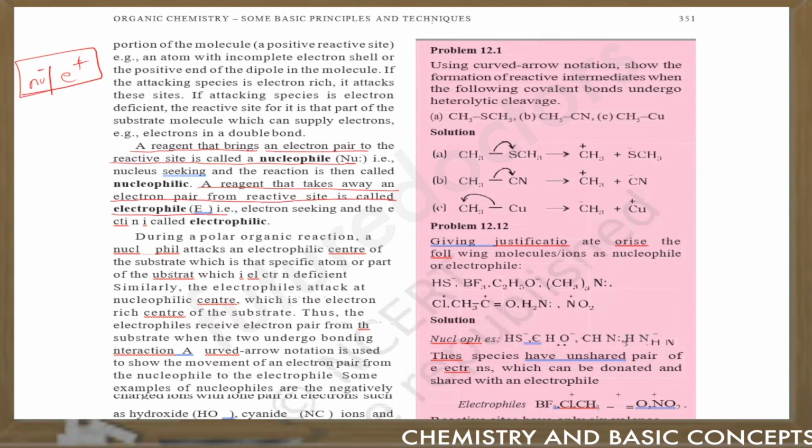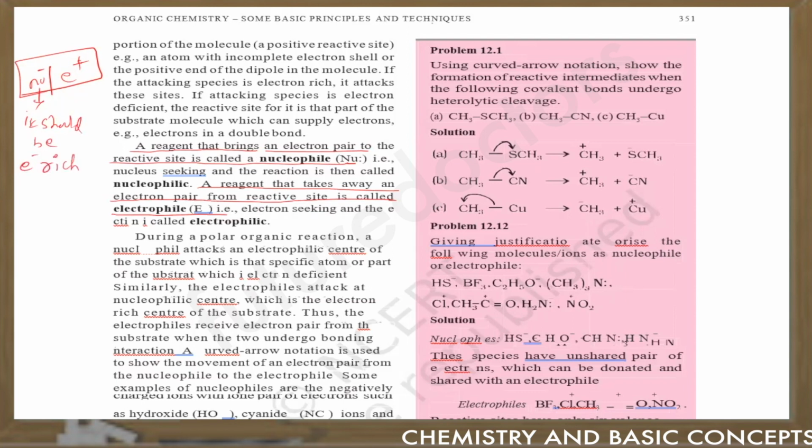So, nucleophile, electrophile: what is the main difference? The main difference is that a reagent that brings the electron pair to the reactive site is a nucleophile. That means the reagent that brings the electron pair to the reactive site is a nucleophile. So that means it should be electron rich.